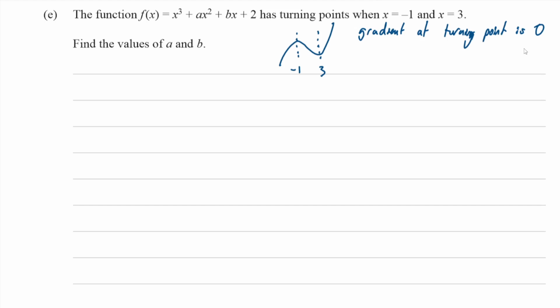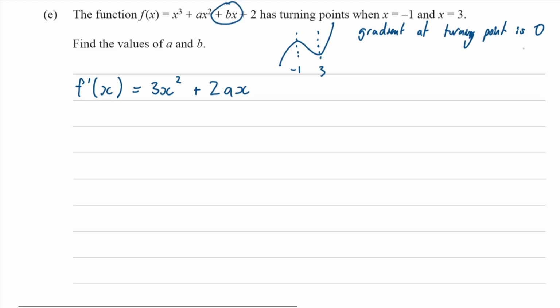So step 1, find the gradient function. So f prime of x, the derivative of x cubed is 3x squared. Right, we take the power of 3, multiply it out the front, then subtract 1 from the power. The derivative of ax squared with respect to x, remember, a is a constant, so treat it as a constant. We take the 2, multiply it out the front to give us plus 2a, then we subtract 1 from the power, leaving us with x to the power of 1, or just x.